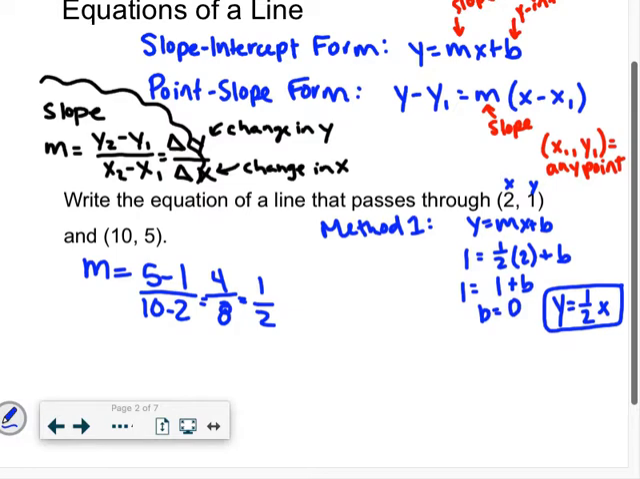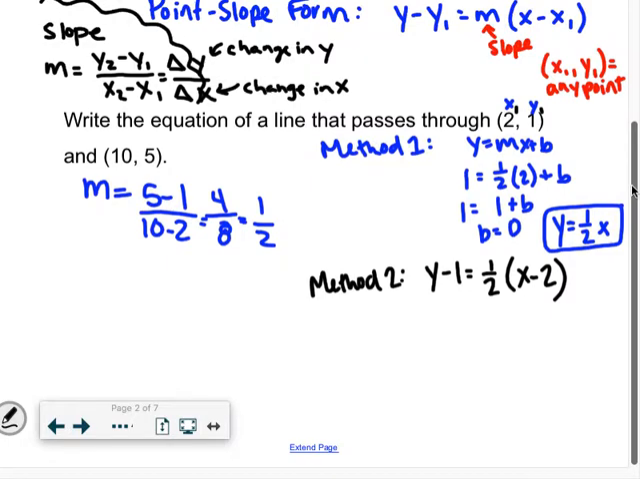Okay. The other method, so I'll do method 2, will be point-slope form. And in point-slope form, if we were going to use 2, 1, and we could use 10, 5, either one works, right? So we'll call this x sub 1 and y sub 1. Then I'll write something like this. y minus 1 equals 1/2 times x minus 2. Now, if it's not specified, truly, you could leave your equation of a line just like that. That is an equation of a line.